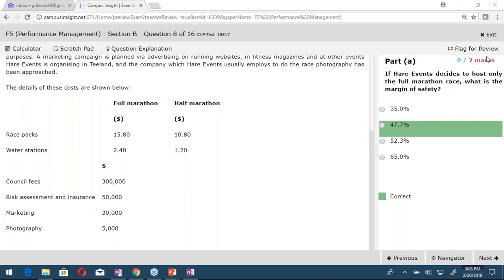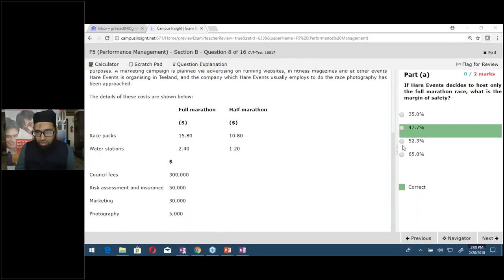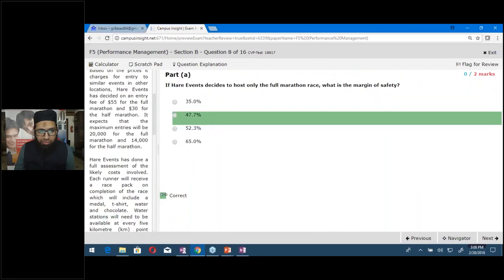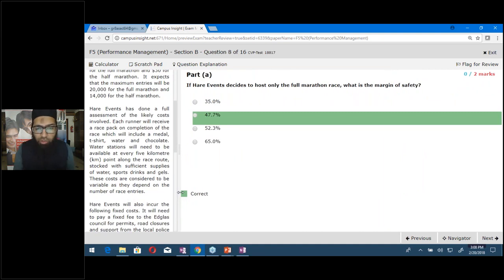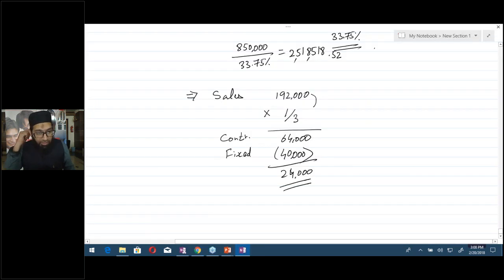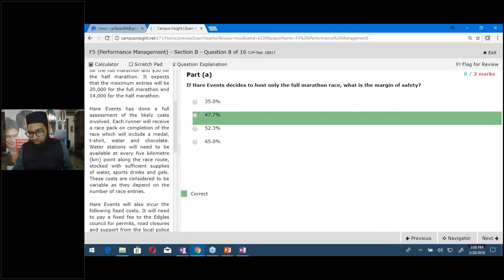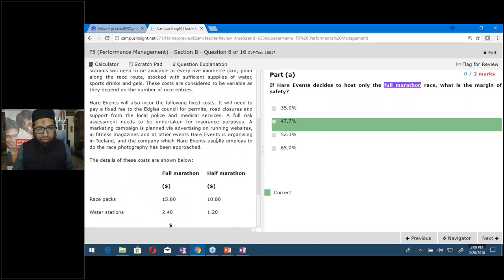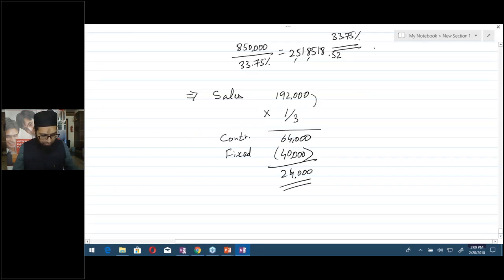Now, let's start the discussion. So the first objective test is, if we decide to host only the full marathon race, what is the margin of safety? So we have to calculate the margin of safety in percentage because all the options are in percentage. But also, as you can see, we are now assuming that there is only one product, that is full marathon race. So for that, we will calculate the break-even point first. So how do we calculate the break-even point?